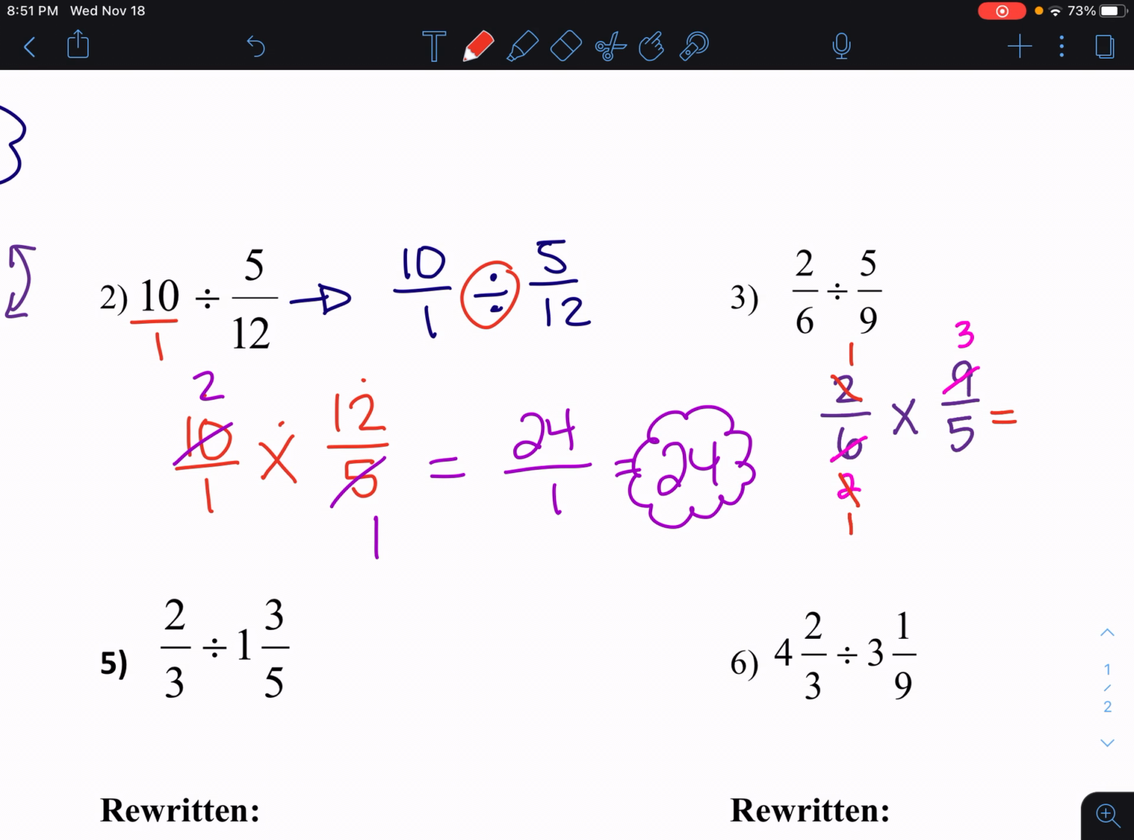Nothing else can be simplified. So 1 times 3 is 3. And 1 times 5 is 5. Okay, so keep, change, flip.